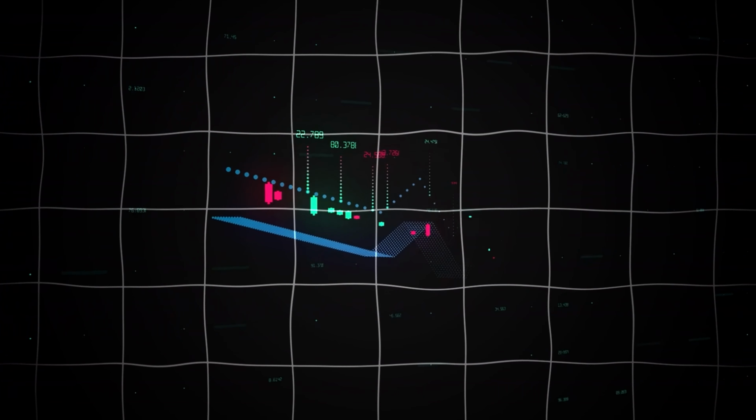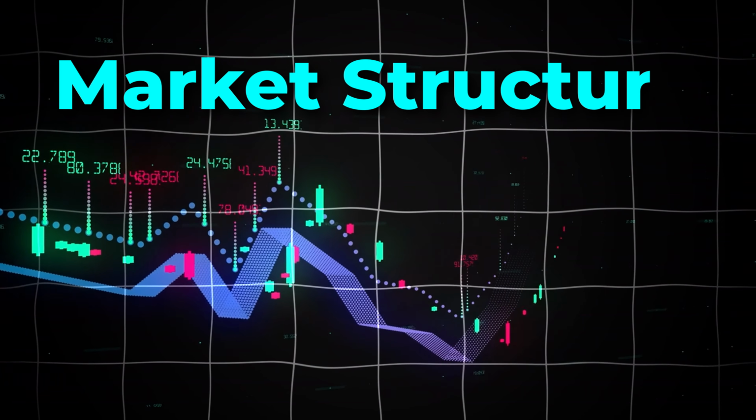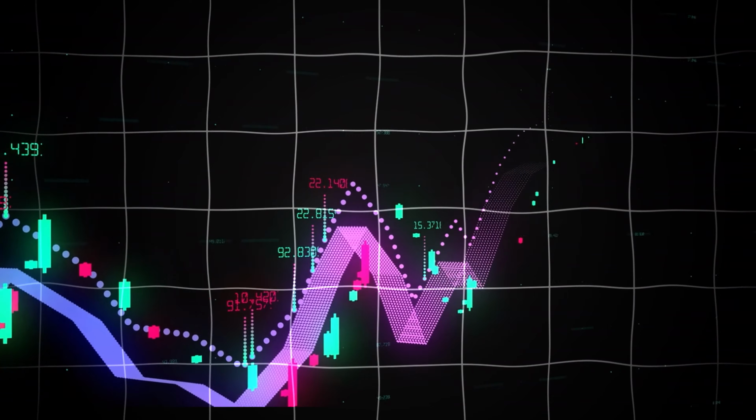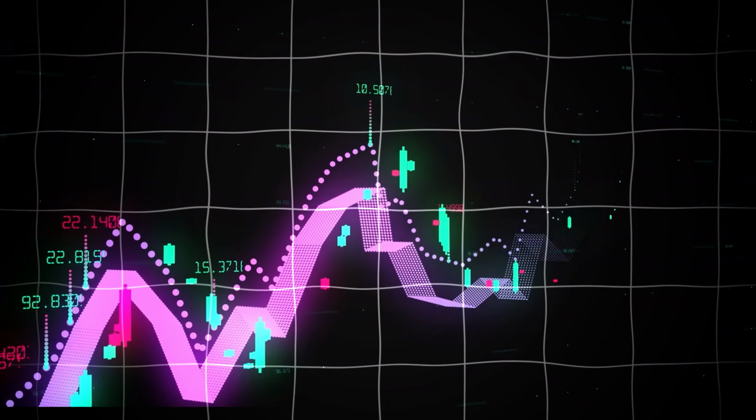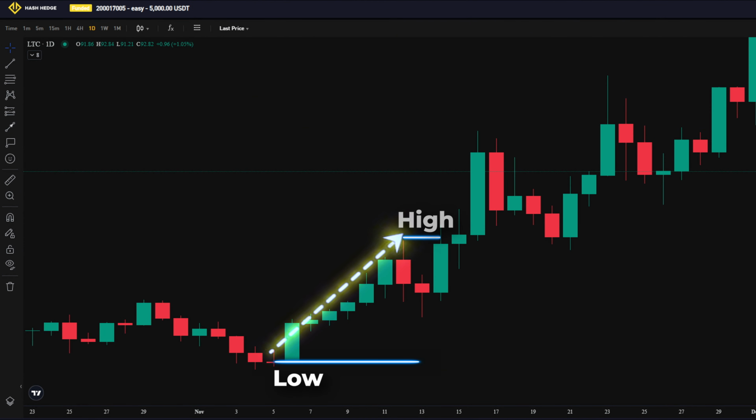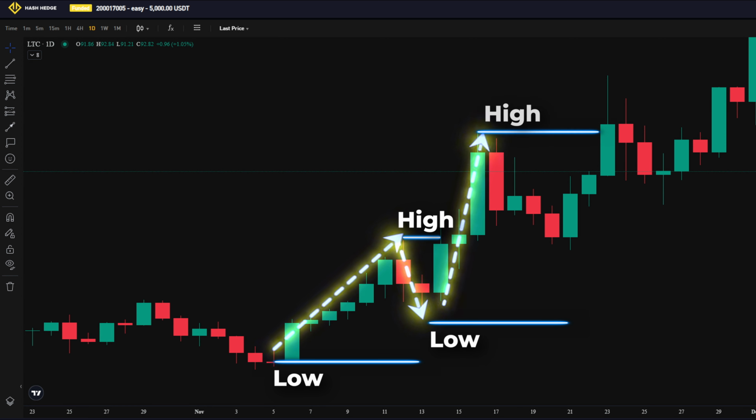Now, let's move on to the second smart money concept, called market structure. This is about understanding the current market's behavior and direction. First, the price rose, then dipped, but stayed above the previous price lows. Then it climbed again, breaking past prior highs. After that, it pulled back but held above the last low. This creates a pattern of higher highs and higher lows. The same concept applies in reverse for downtrends.